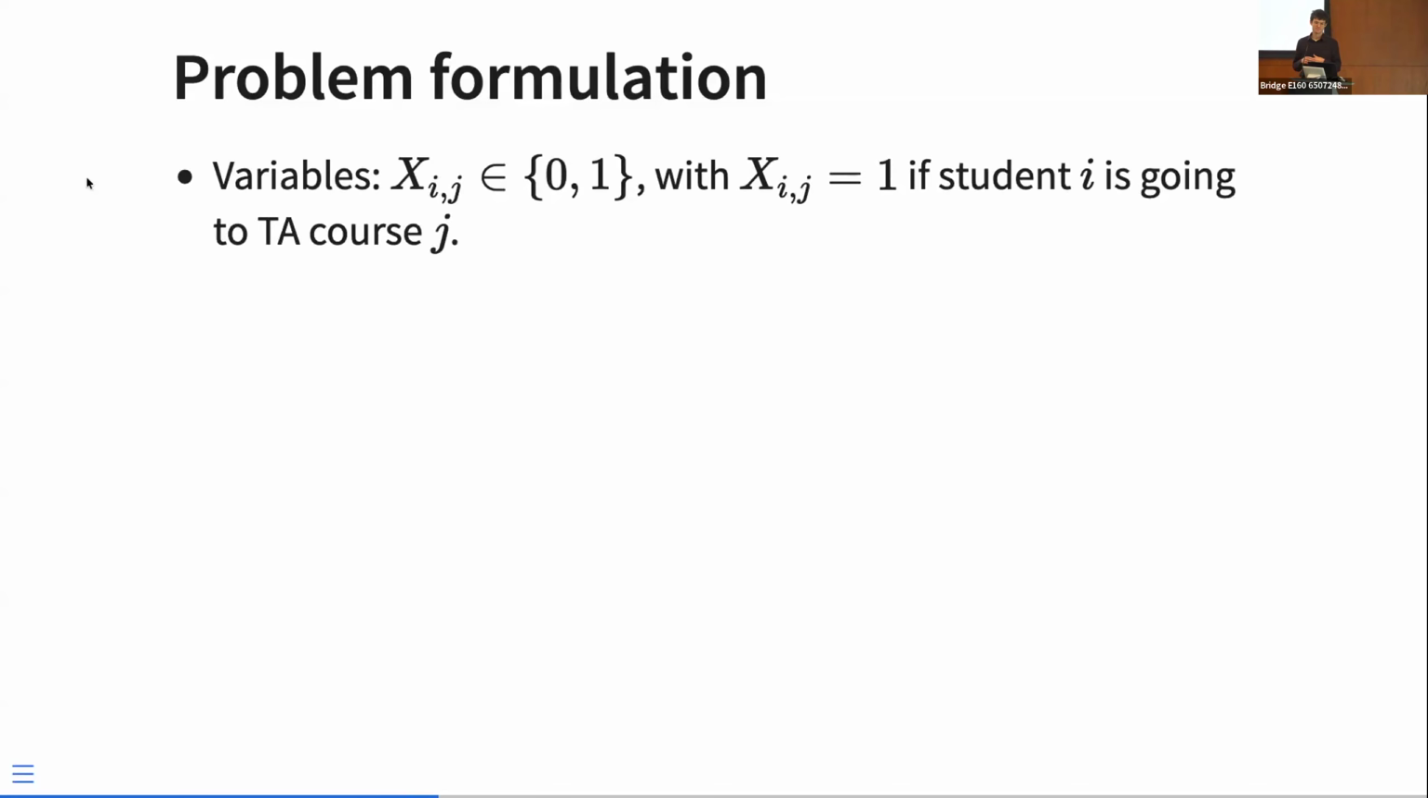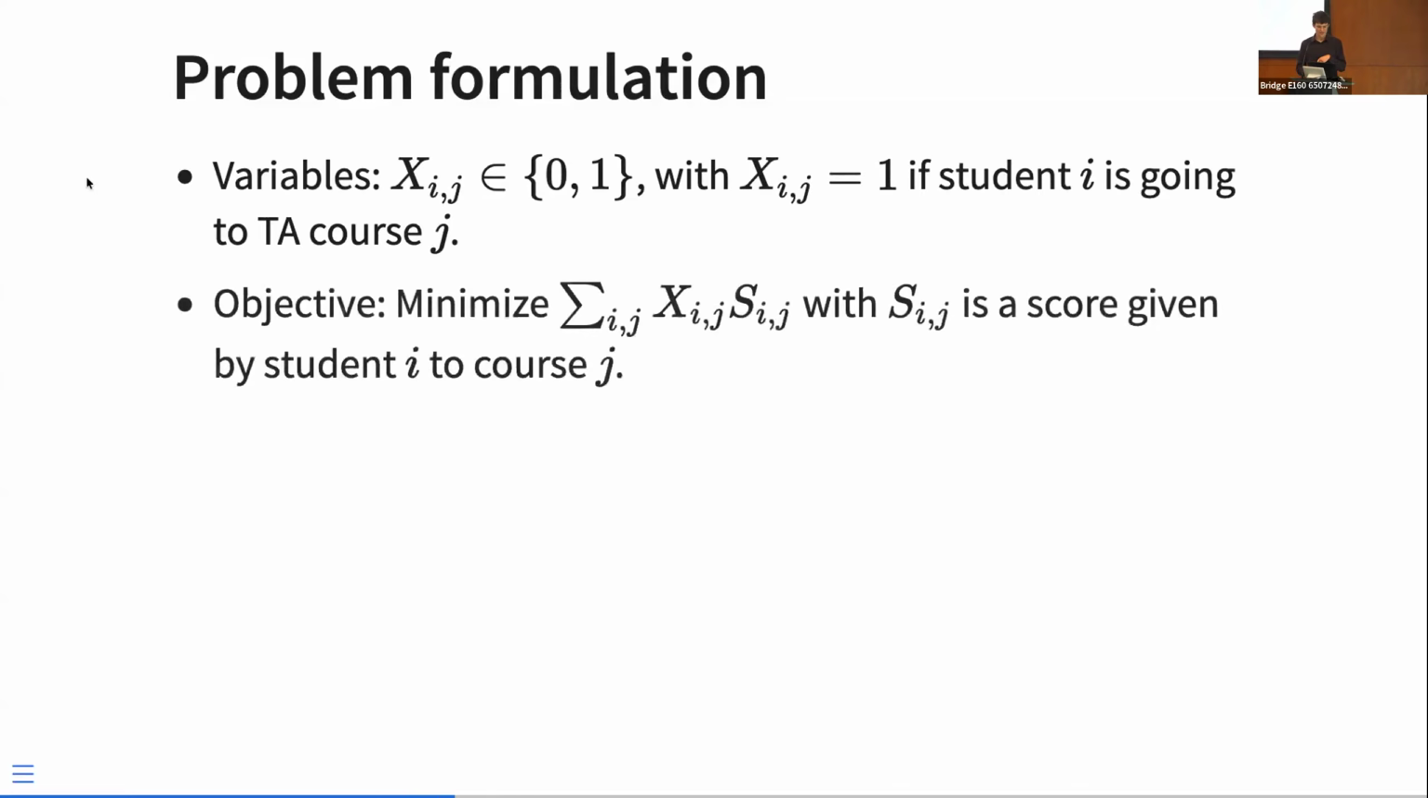The variables are one big binary matrix indexed by students and courses. Xij being 1 means student i is going to TA course j, and from this you can read off which classes each student is going to TA. Then the objective is to minimize the sum over i and j of Xij times Sij, where these Sij are scores given by the students to classes. I send out a survey, and people give a rough ranking of the classes, with lower scores meaning they more want to TA a class. So here we're trying to give people classes they want to TA by minimizing this sum.